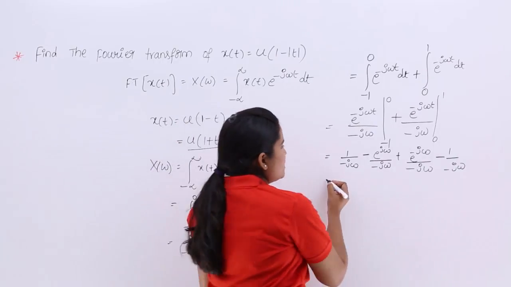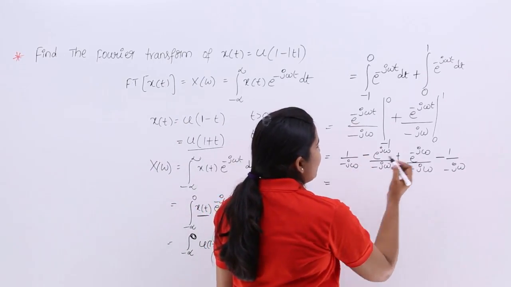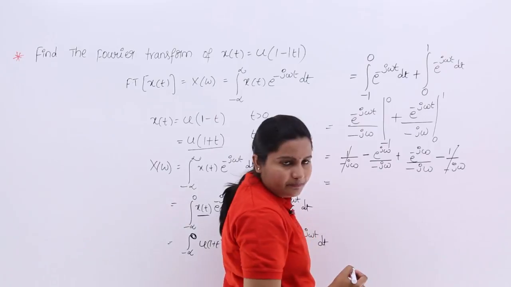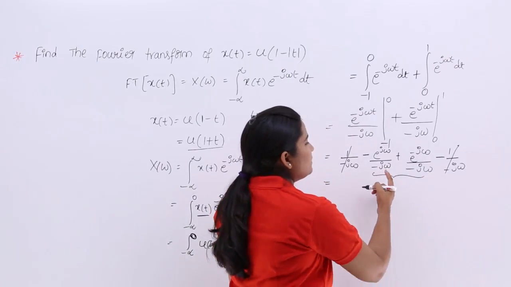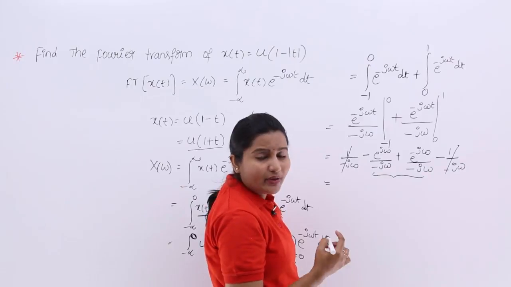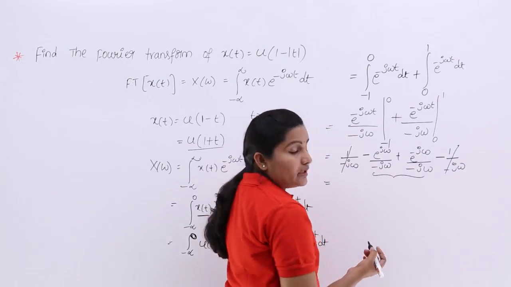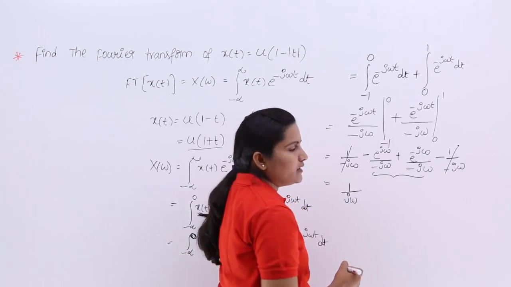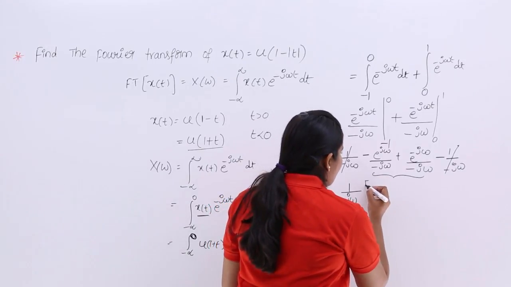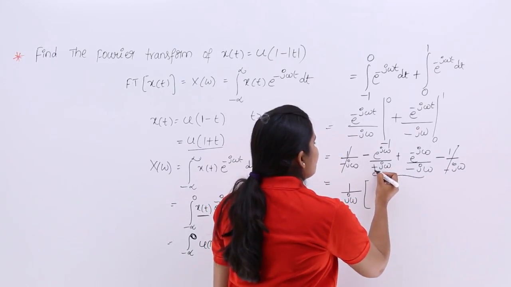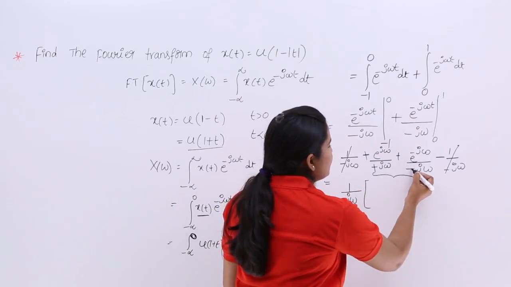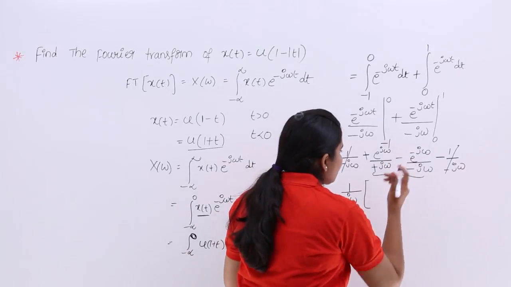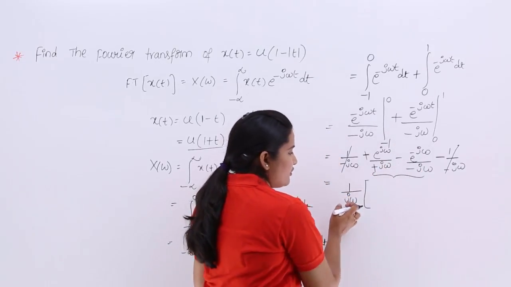You can see here, you are having 1 by j omega and minus 1 by minus j omega. These two are going to cancel, and the remaining thing you are having, minus j omega, is a common denominator. I am taking that common denominator out. Here I want to take only 1 by j omega. Here minus you can take plus, and this minus reflects here. I want to take the reflection of that denominator minus here.